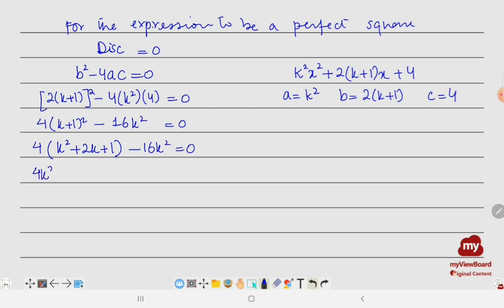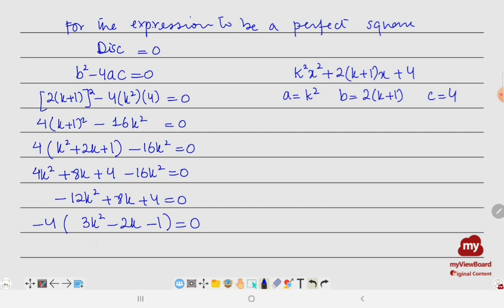So we'll solve it further. 4k square plus 8k plus 4 minus 16k square is equal to 0. So if you see, from here we have minus 12k square plus 8k plus 4 equal to 0. Let's take out minus 4 as a common factor. So we'll get 3k square minus 2k minus 1 equal to 0. So we are going to further solve it for the value of k.